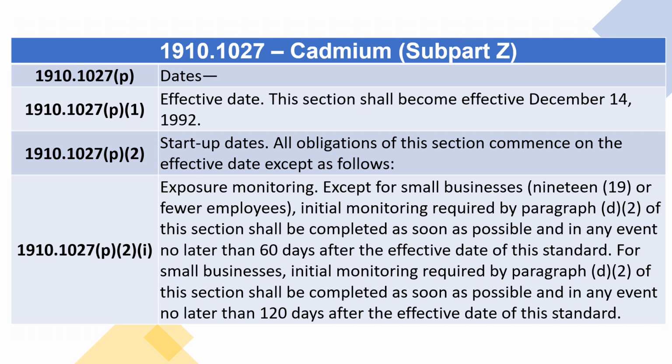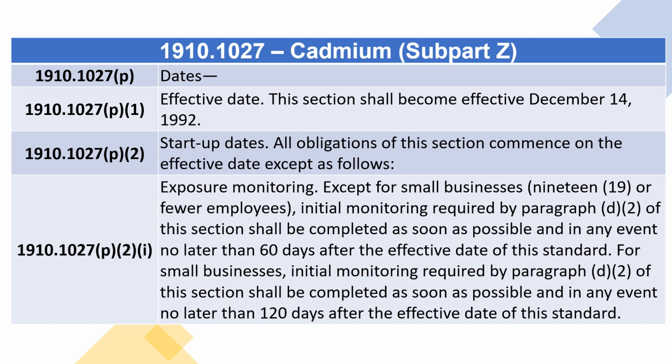1910.1027 P. Dates. 1910.1027 P.1. Effective date. This section shall become effective December 14, 1992. 1910.1027 P.2. Startup dates. All obligations of this section commence on the effective date except as follows.